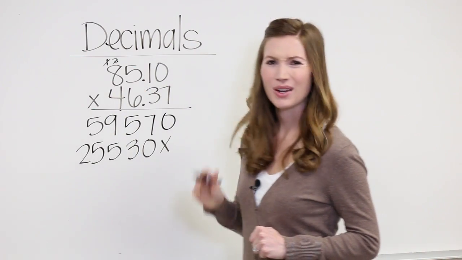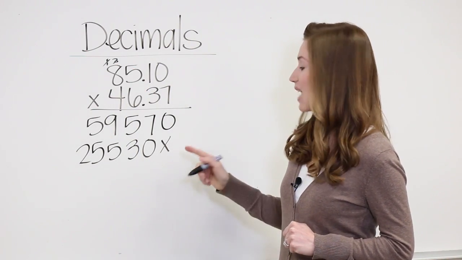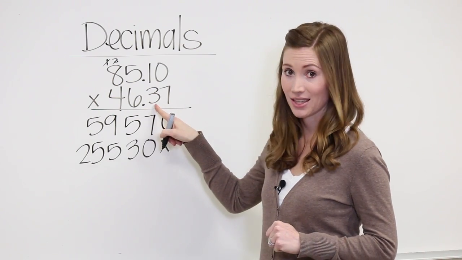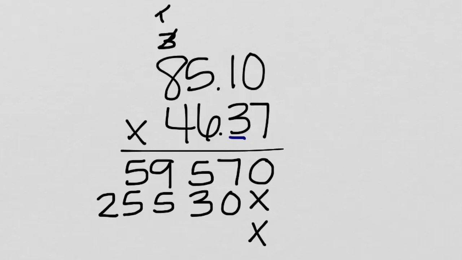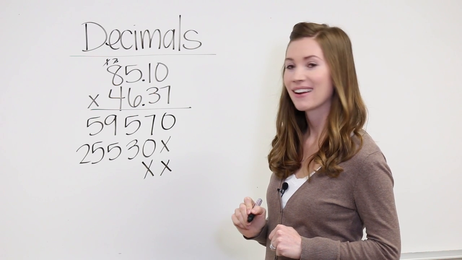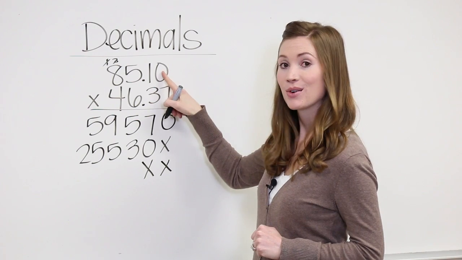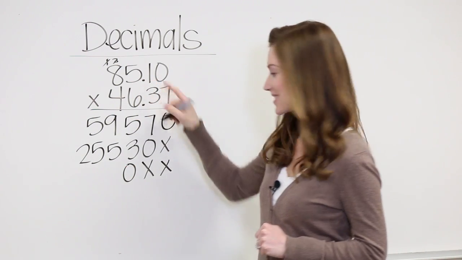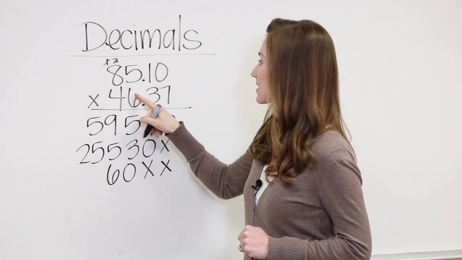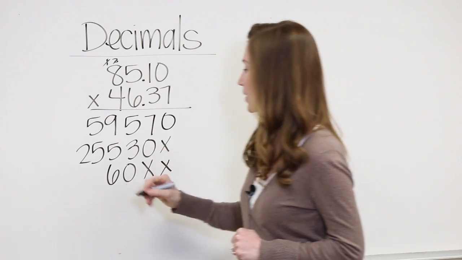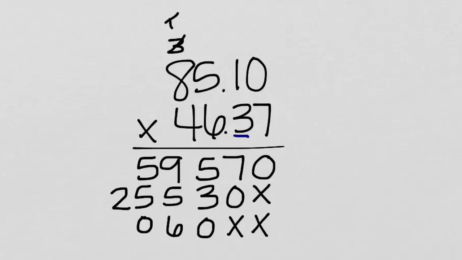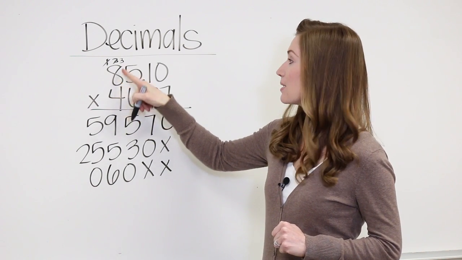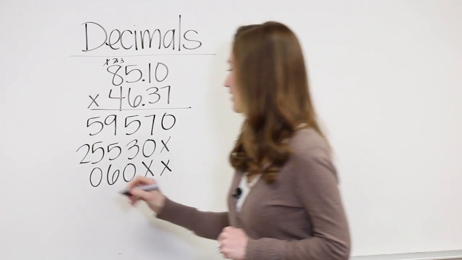I'm going to get rid of that 1 so I know I've already taken care of it. Now we need two placeholders. We're done with the hundredths and we're done with the tenths. So two placeholders. Now we can keep multiplying. 6 times 0 is 0. 6 times 1 is 6. 6 times 5 is 30. We'll write the 0 and carry the 3. 6 times 8 is 48, plus 3 is 51.